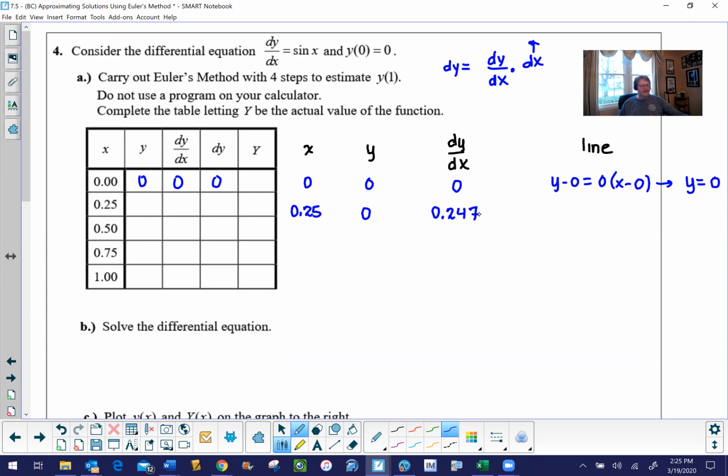0.247. And then here's your equation. Y minus the y equals the slope times x minus the x0, and you're off and running.